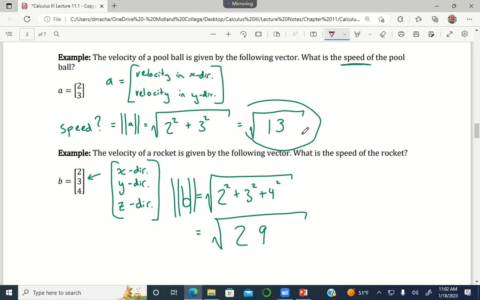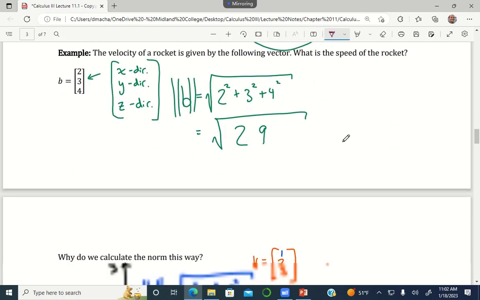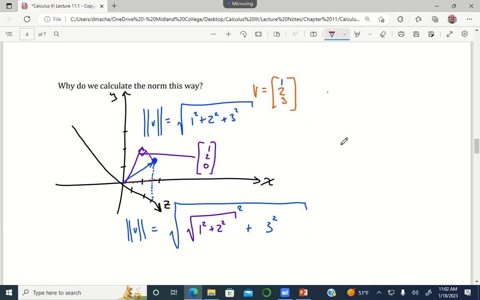We talked about how velocity of an object is often a vector because velocity tells us about the speed and the direction. But if you're ever asked about the speed, you just have to take the norm of a velocity vector to get the speed. Because the speed's just the magnitude of velocity.